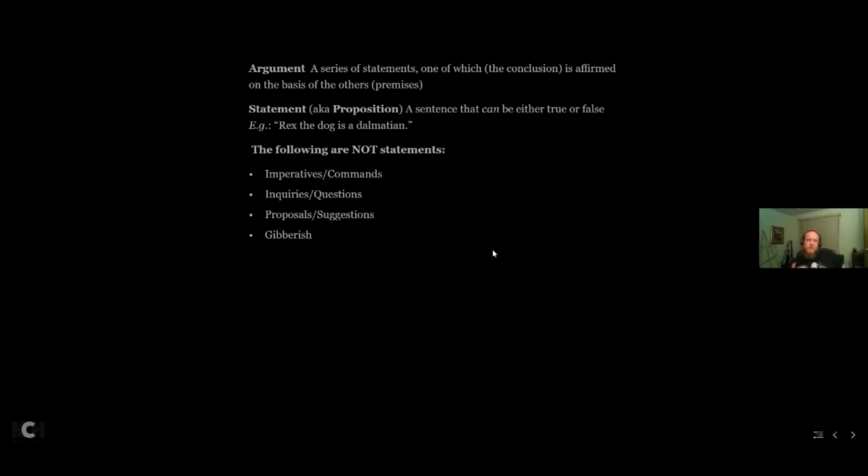Imperatives or commands are neither true nor false. So if I say something like, "Go to your room," true or false? It's neither true nor false. An imperative is not a statement. Now, "So-and-so said, go to your room" can be true or false. Just the saying itself, "Go to your room," is neither true nor false. That's the case with imperatives or commands.